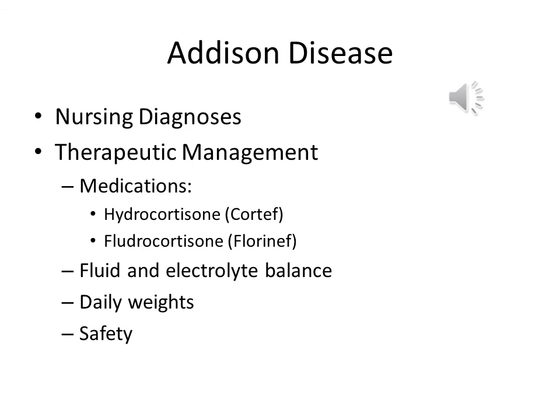Nursing diagnoses for Addison's disease: deficient fluid volume, risk for ineffective therapeutic regimen management, deficient knowledge, risk for electrolyte imbalance. Oh, that's it. Sorry, I was on a roll.